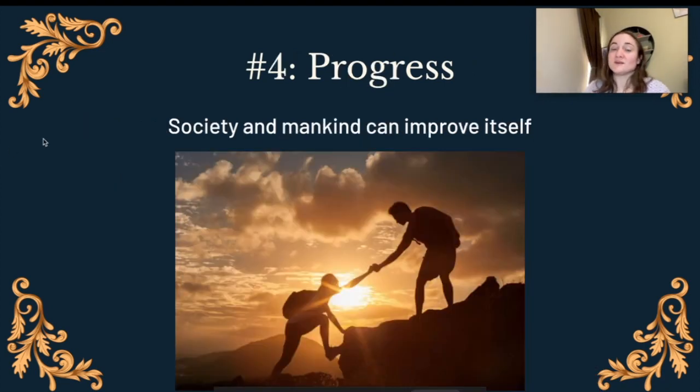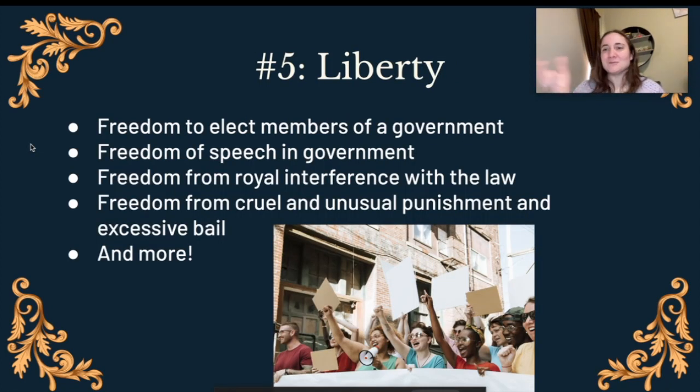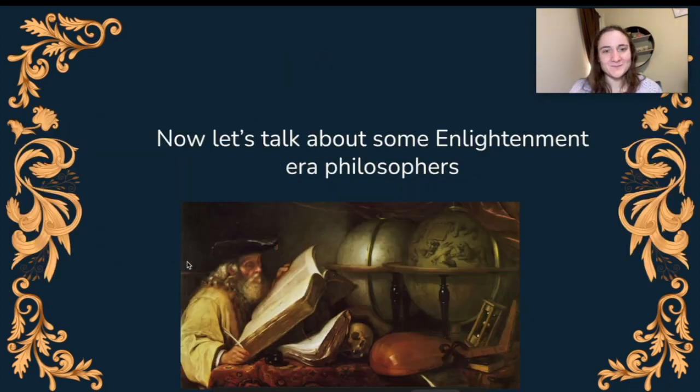Number 4, progress. Society and mankind can improve itself. Very optimistic. And liberty. So that would be the freedom to elect members of a government, freedom of speech in a government, freedom from royal interference with the law, and freedom from cruel and unusual punishment and excessive bail. And there's some other ones too that they list off, but these are the ones that might sound familiar because we have these in the United States, or at least very similar liberties.